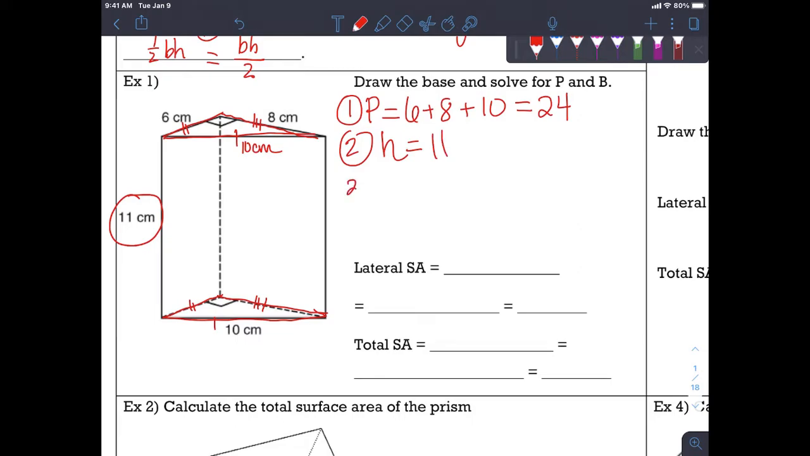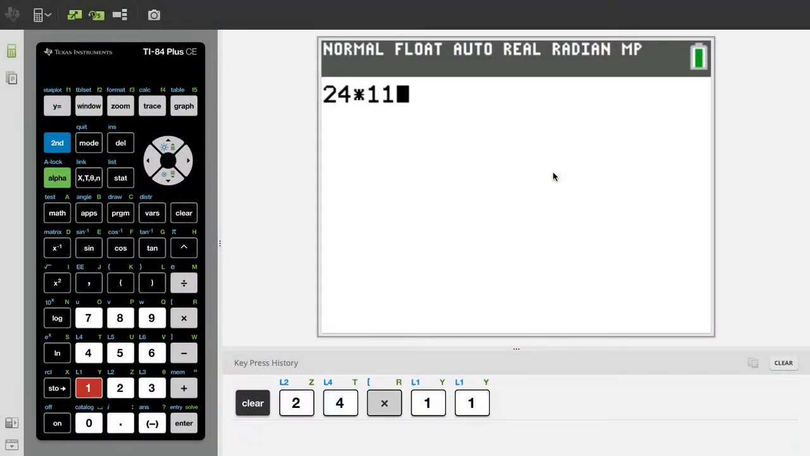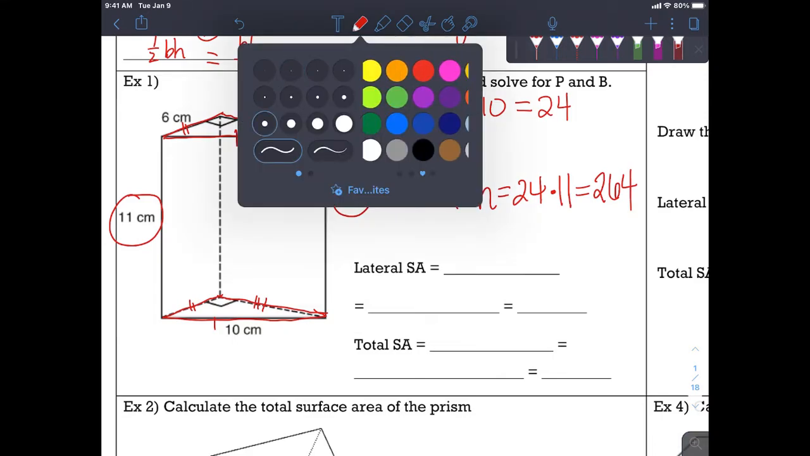Now I can go ahead and do step 3. My lateral surface area is going to be equal to P times H, which is 24 times 11. If I put that in my calculator, that would give me 264. Let's verify that by typing it in. 24 times 11, 264. All right, there's my lateral surface area. I'm going to clear up a little bit more space here.